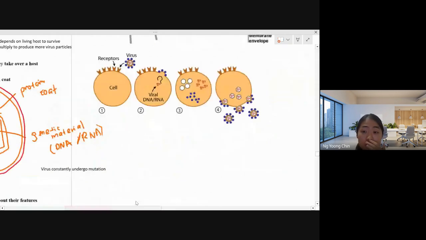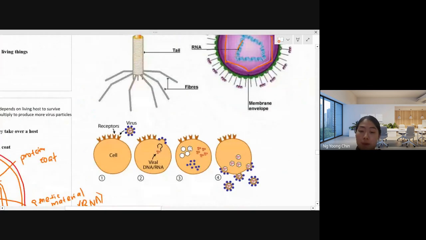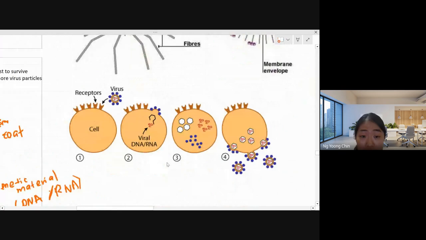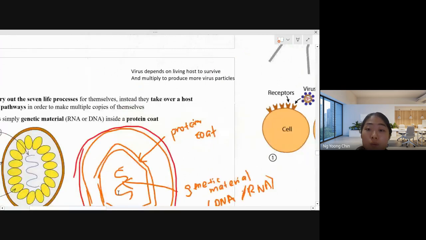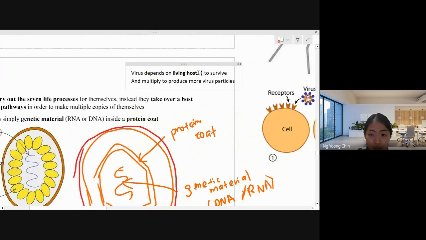Okay, so this picture shows you how a virus is able to multiply and reproduce inside the host. The most important thing is that a virus always needs the host to survive. The host means a living host, for example, animals or humans, or any living organism. Any living organism has the potential to be infected by the virus.